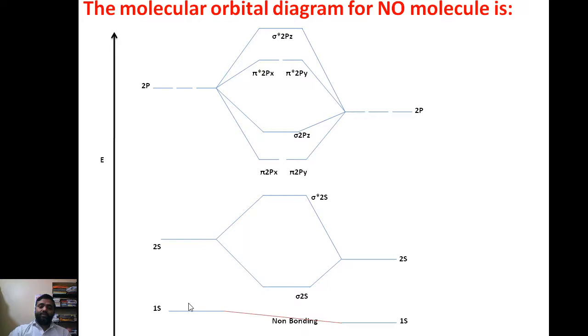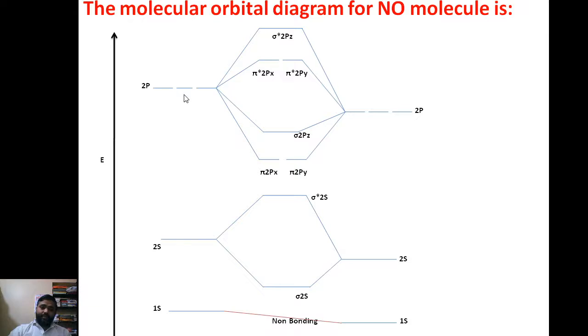1s and 2s have only one orbital, but p has three orbitals, px, py, and pz. The 1s orbital is not involved in the valence shell, therefore it is considered non-bonding. Therefore, it does not develop bonding and anti-bonding orbitals. The 2s orbital and 2p orbital are in the valence shell, therefore they develop bonding and anti-bonding. The 2s orbital overlaps with the 2s orbital. One is bonding, another is anti-bonding. Bonding is noted as sigma 2s and anti-bonding is noted as sigma star 2s.